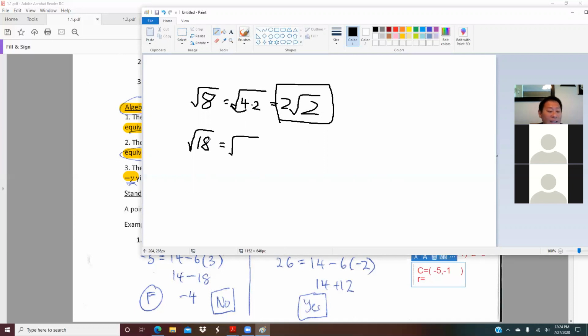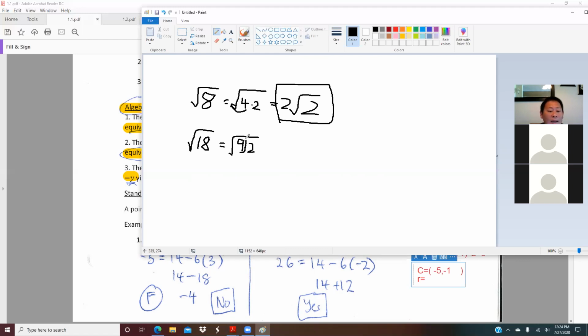Okay, so 18 is not 3 times 3. Nope. Yep, that is correct. It should not be 3 times 2 there. It's just 2 and 3. So what times what is 18? Anyone know what times what is 18? Yes, 9 times 2 is 18.